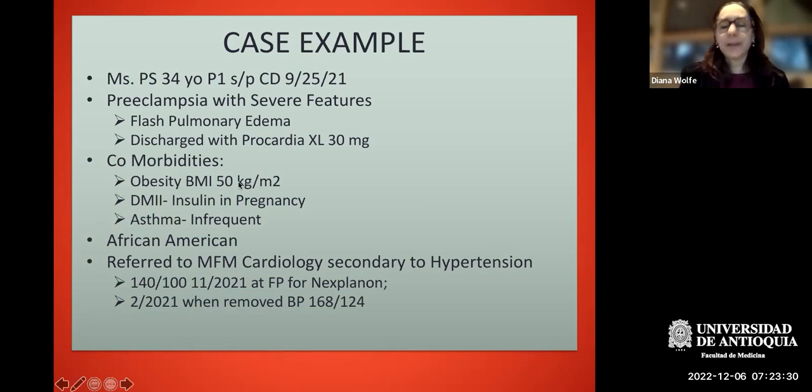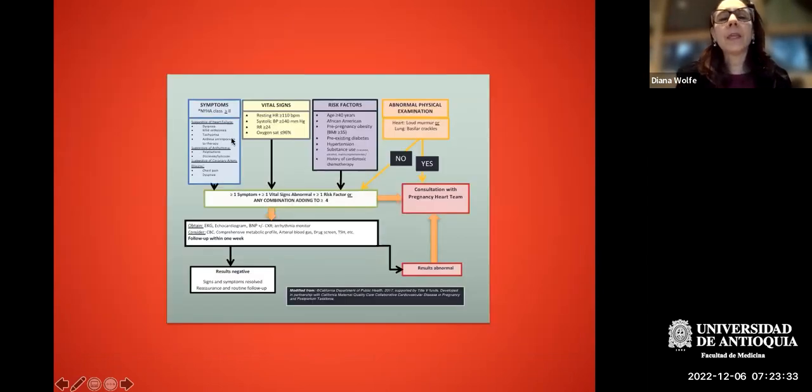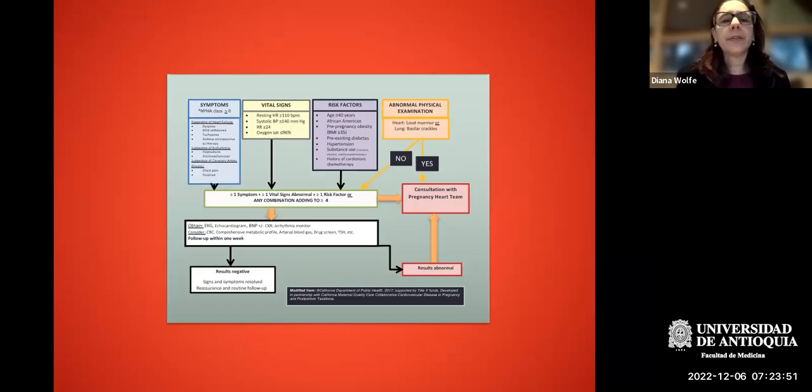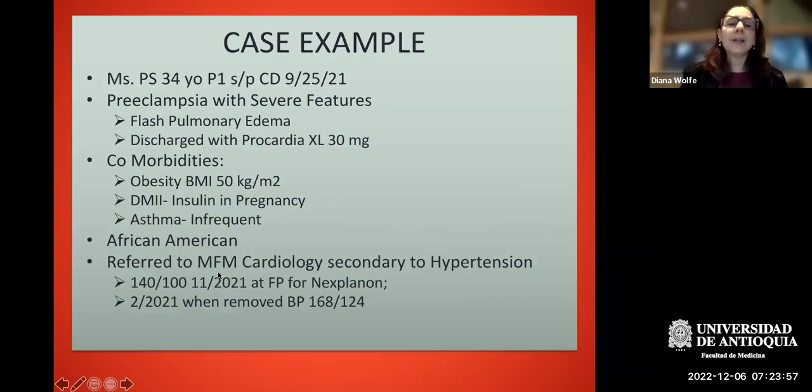Entonces, si se piensa, ella es positiva, ¿no? Es African American, obesidad, diabetes, y también, ¿qué más? Tenía presión alta y, a ver, si tenía la presión alta, entonces tiene 4 en total, entonces era positiva. Entonces venía a nuestra MFM Cardiology programa y cuando venía, tenía una presión muy alta, 168 a 124.